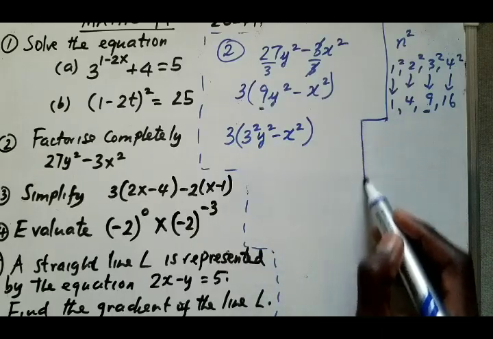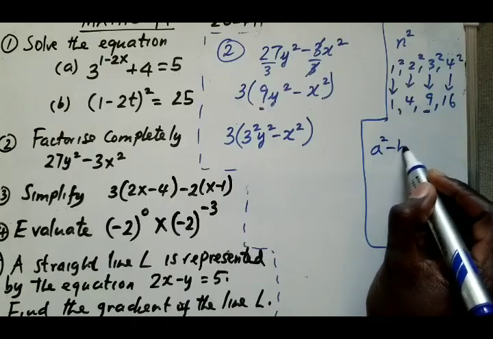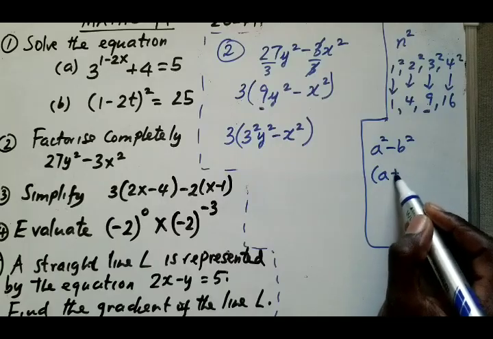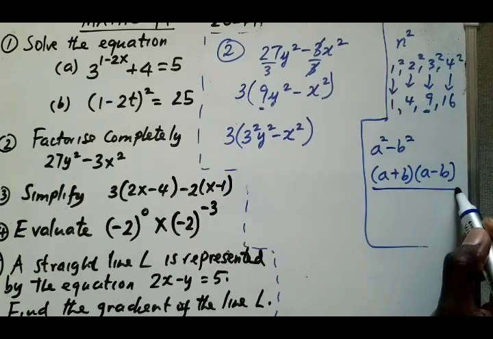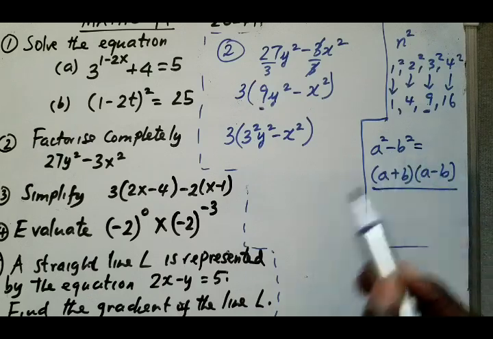Now, if you remember the difference of two squares, it says if you have a squared minus b squared, then this can be factorized. You get a plus b. Again, you repeat, but this time using a different sign. That's the difference of two squares. So this can be written like that.